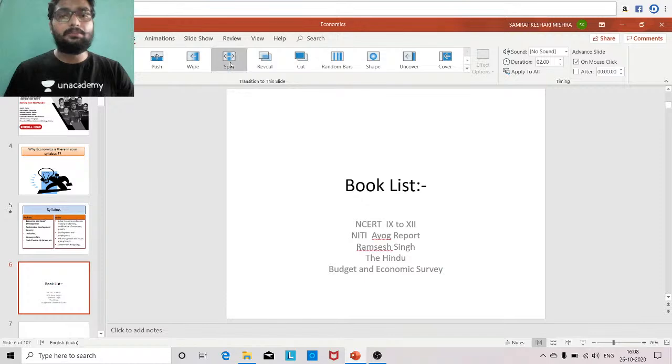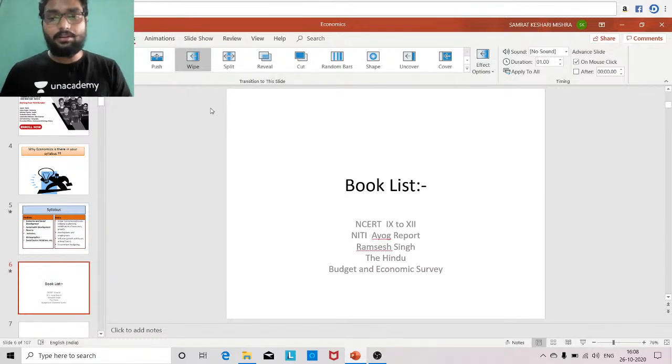So let's discuss the book list that you should refer to. For the OPSC Civil Service examination, I will recommend NCERT books, Standard 9, 10, 11 and 12. These books are good enough for your examination. Apart from that, for the basic concepts, you can do selective study from Ramesh Singh. This is a good book. Apart from Ramesh Singh, for current affairs topics, the Niti Aayog report, The Hindu magazine, and the budget and economic survey of the corresponding year, that is, for the year of the exam, will be sufficient for preparation.